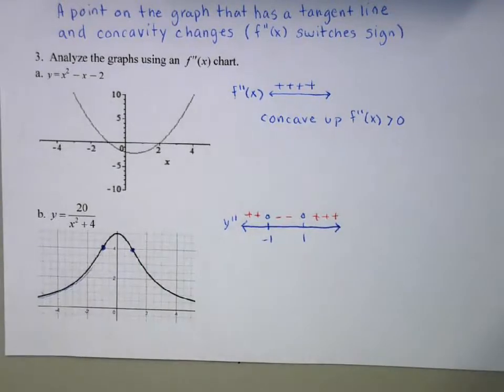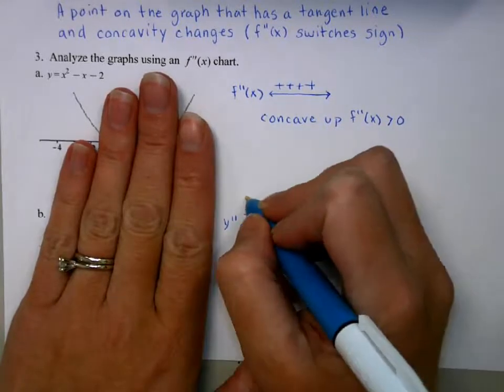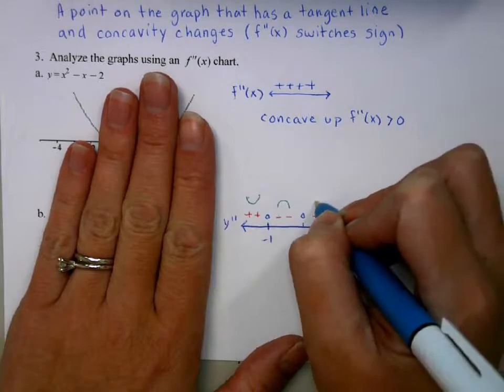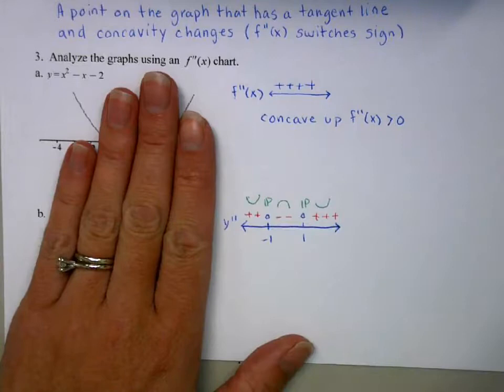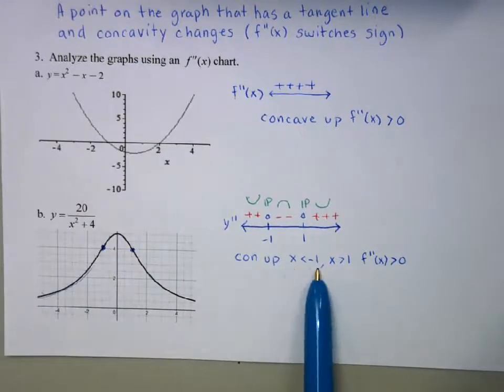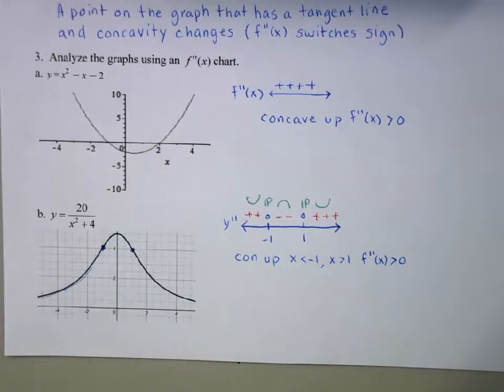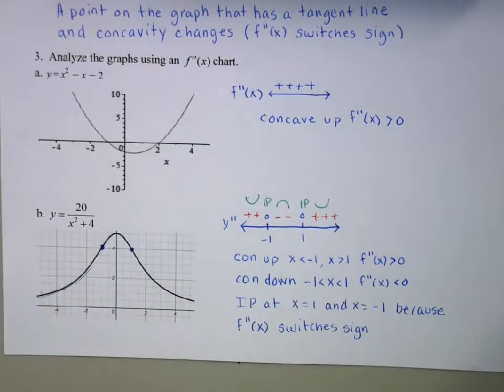So now, if we pretend we don't have the graph, and this is what we know, we can tell that the graph is concave up here, concave down here, concave up here. We have an inflection point here, and an inflection point here. So we would say the graph is concave up when x is less than -1 and x is greater than 1 because the second derivative is greater than 0. It's concave down between -1 and 1 because our second derivative is negative. And lastly, we have an inflection point at x equals 1 and x equals -1 because f prime of x switches sign.